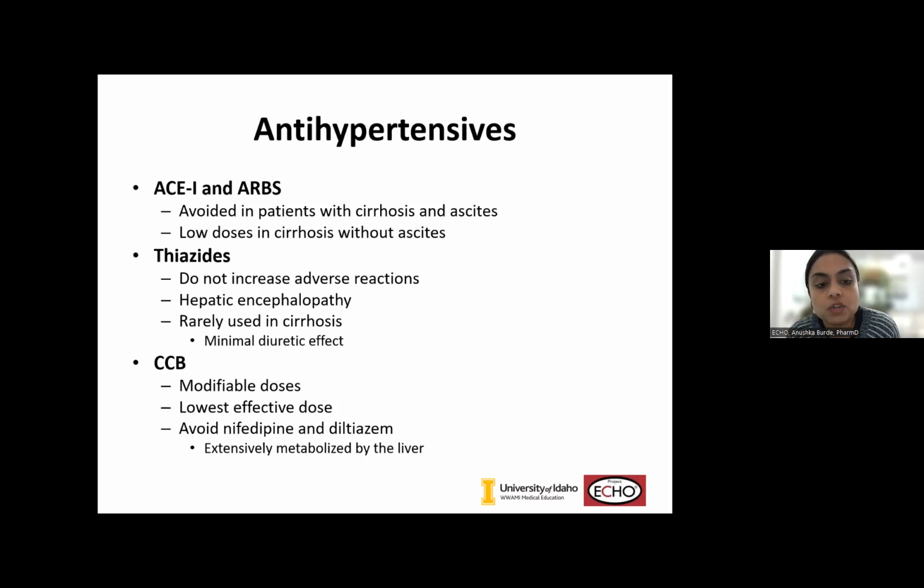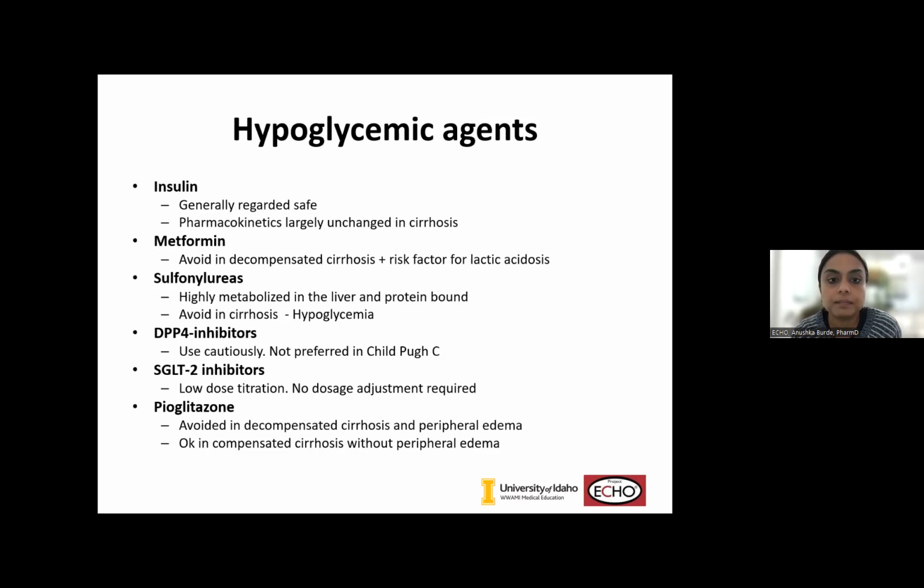effect in these patients. And then calcium channel blockers, you want to probably use certain calcium channel blockers where you can adjust the doses if needed based on the liver function and kidney function. You want to use the lowest effective dose, and you want to avoid maybe something such as nifedipine or diltiazem, which are extensively metabolized by the liver.